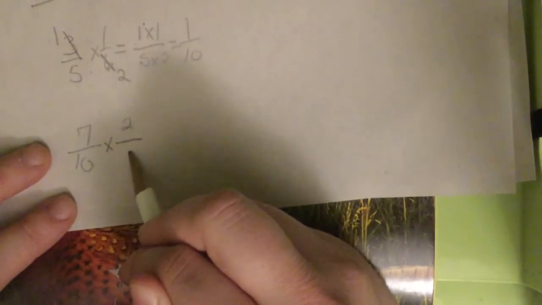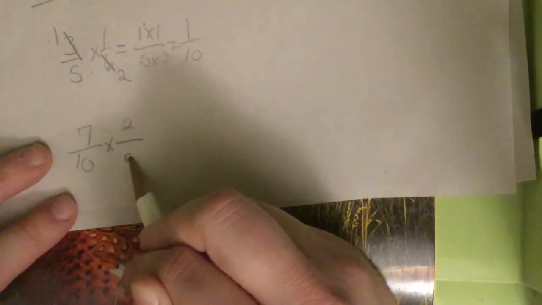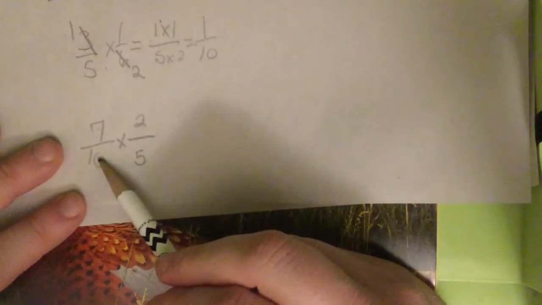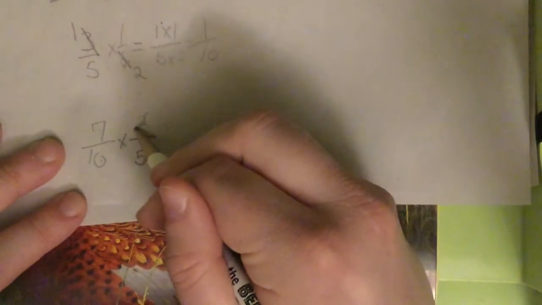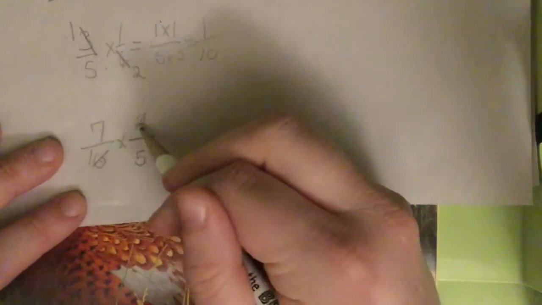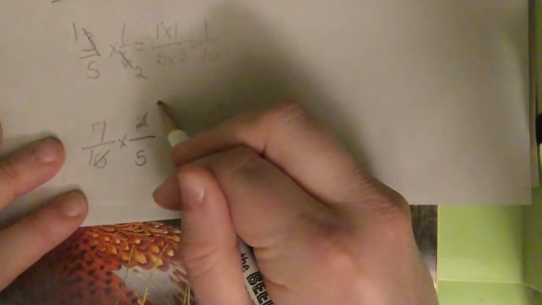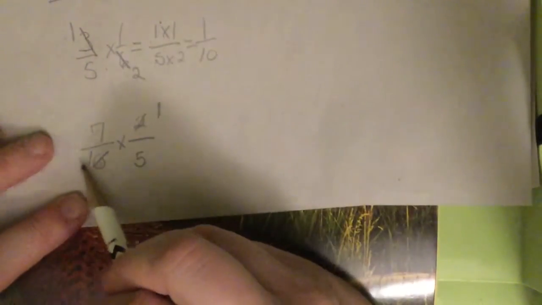Let's try 7/10 times 2/5. Okay, so I'm going to look at my numbers. 7 and 5, they don't have any numbers in common, so I can't reduce those. But 2 and 10, now those I can. Okay, 10 and 2 go into each other. 2 goes into 2 one time, and 2 goes into 10 5 times.